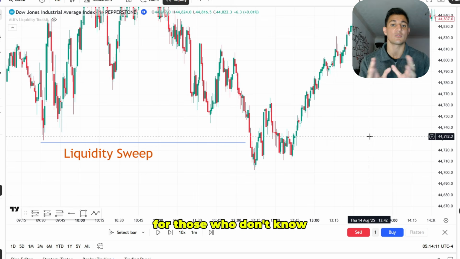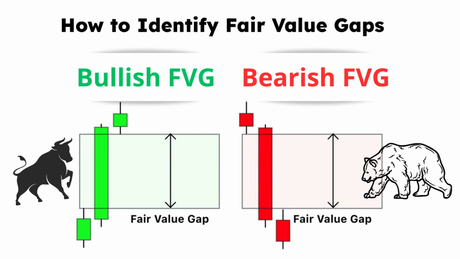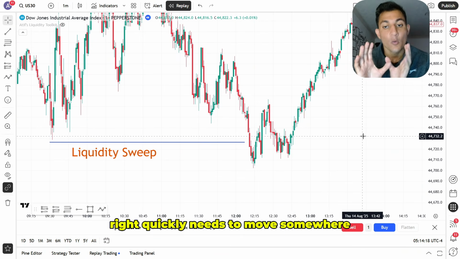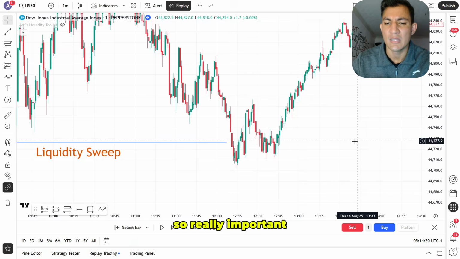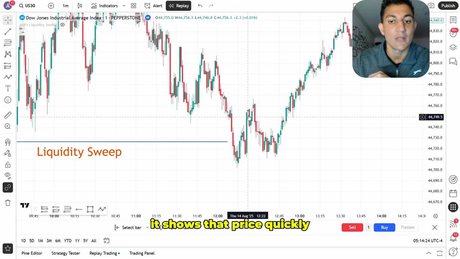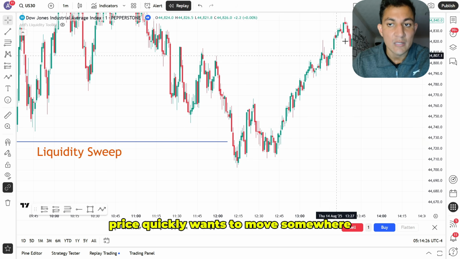A fair value gap, for those who don't know, essentially, if there's a big fair value gap, it means that price is quickly moving towards somewhere, right? It quickly needs to move somewhere. So really important. I don't think you ever hear anyone actually explaining why a fair value gap is important. It shows that price quickly, look how aggressive this is. Price quickly wants to move somewhere.